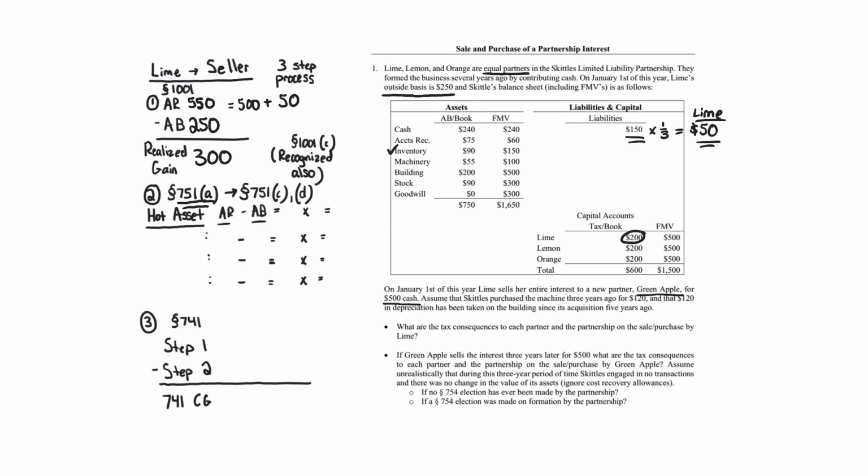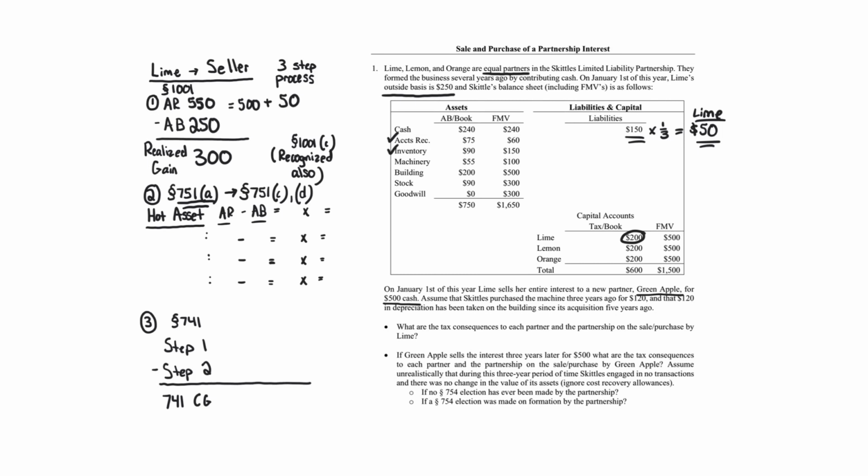Hey, we got inventory, so right there. Accounts receivable as well. Accounts receivable are also considered hot assets under 751(c), 751(d), unrealized receivables. Okay, cash is not a hot asset because we wouldn't even create a gain or loss anyways because always the face value is the basis.